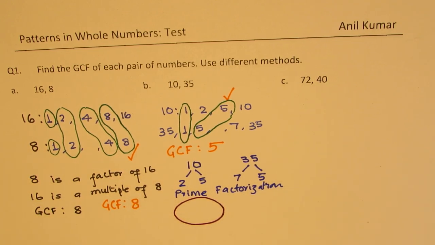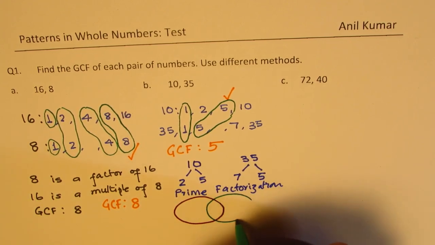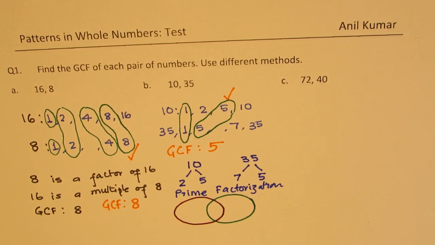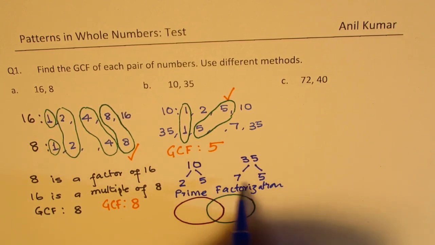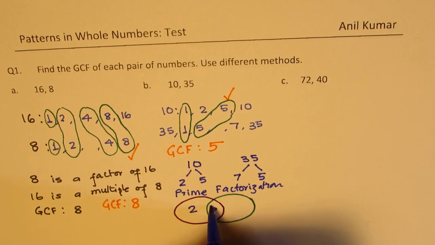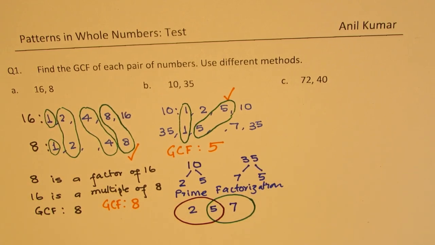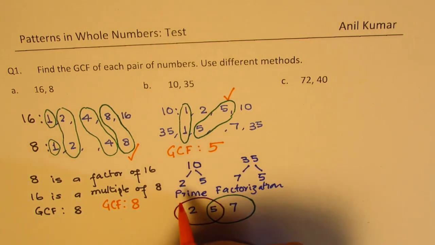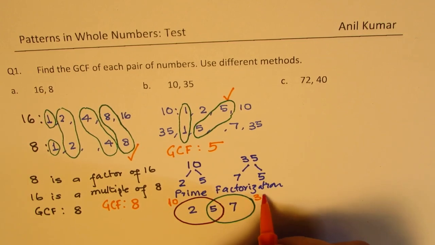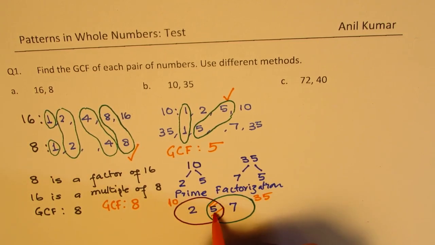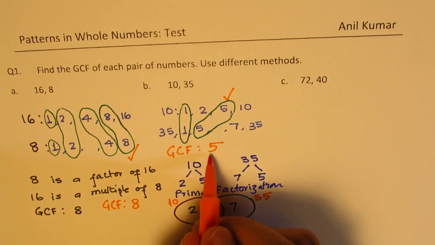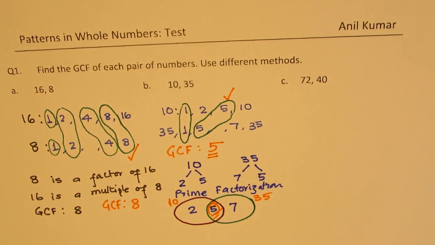So let me draw one Venn diagram with two circles. So here we will write factors for 10, 5 being common. So 2 and 5 is common, correct? And that is for 35, 7, correct? So what you see here is that we have written the factors for the numbers 10 and 35, correct? The greatest common factor is 5. Do you see this number here? And so once again, we confirm that 5 is the greatest common factor. So that becomes your third technique to find the greatest common factor.